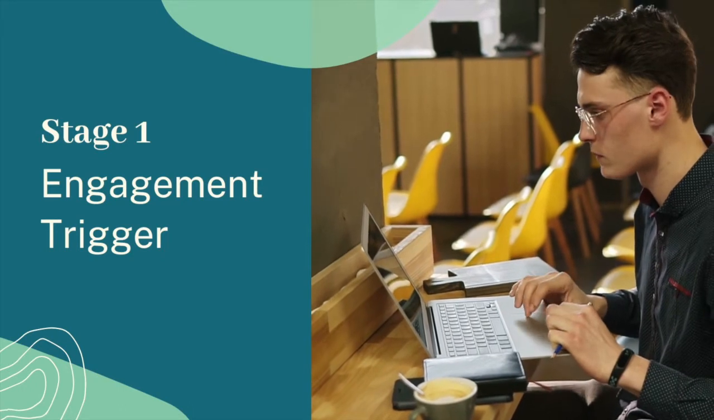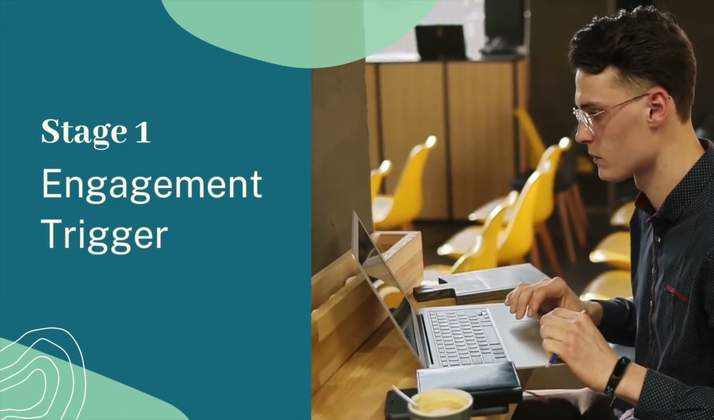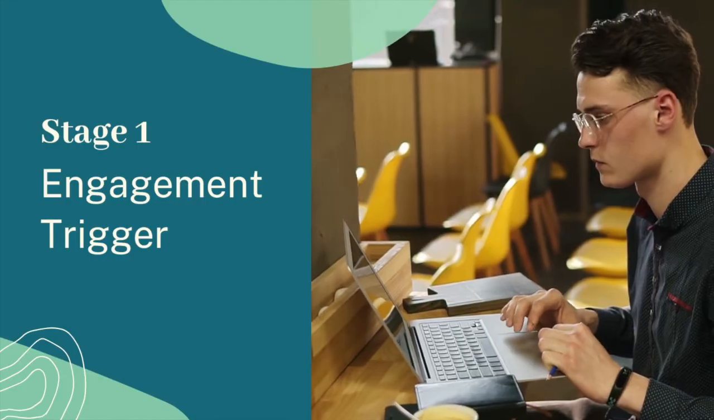The first stage of active learning is an engagement trigger. This is where we grab the audience's attention by getting them to do something related to the course content, but that requires no prior knowledge. Ask a question you know your audience can answer without having learned the lesson yet.